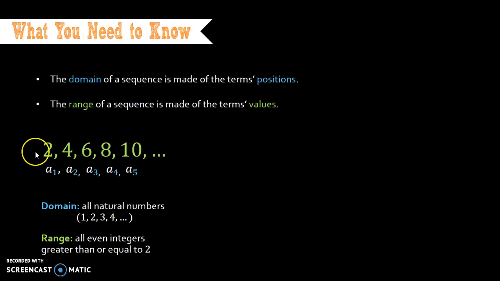So in this sequence of even numbers 2, 4, 6, 8, 10, and then goes on forever, the domain would be the first term, second term, third term, fourth term, fifth term. Our domain is all of the natural numbers, 1, 2, 3, 4, 5, because those are the numbers of terms that we have in the sequence.